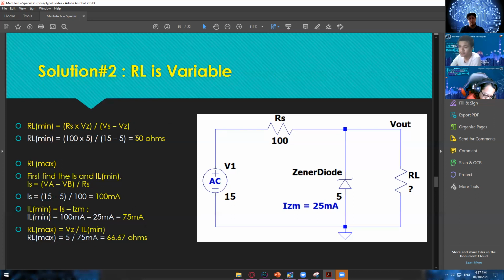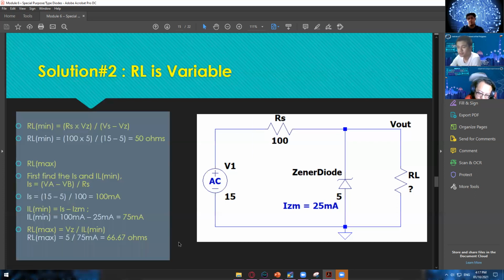So in here, the minimum resistance that we can have is 50 ohms, and the maximum resistance that we can have is 66.67. So you can go between 50 to 66.67. Other than that, it is not good anymore for those values, let's say 15, 100, and so on and so forth. Okay. So are we clear so far regarding this one?